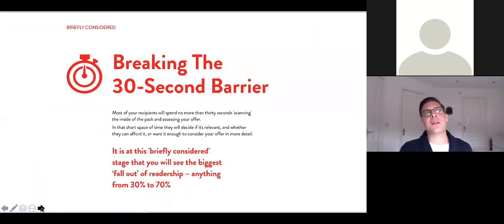So once your reader has opened the envelope, we have found that most people will have a quick look through the pack, and they'll probably spend about 30 seconds, or certainly no more than 30 seconds, having a quick look through. So the key here really is to make sure that your messaging and the design and the contents of the pack allow you to express the proposition as quickly as possible.